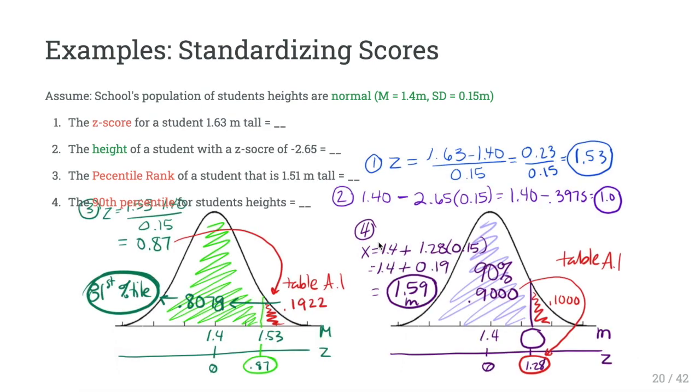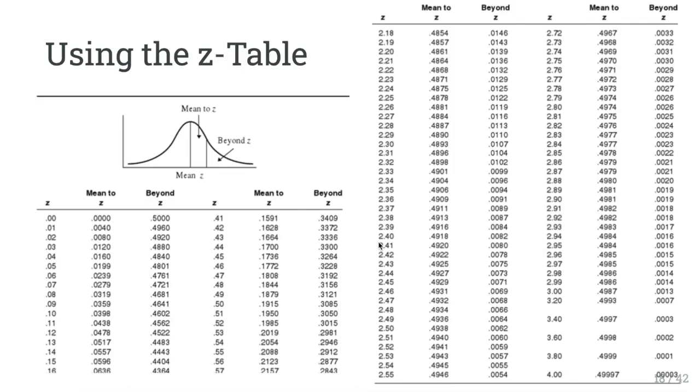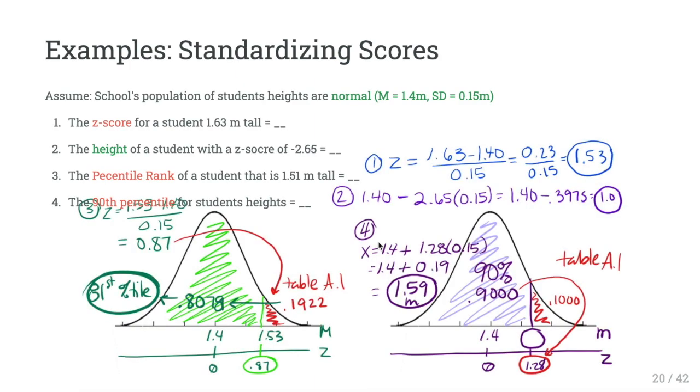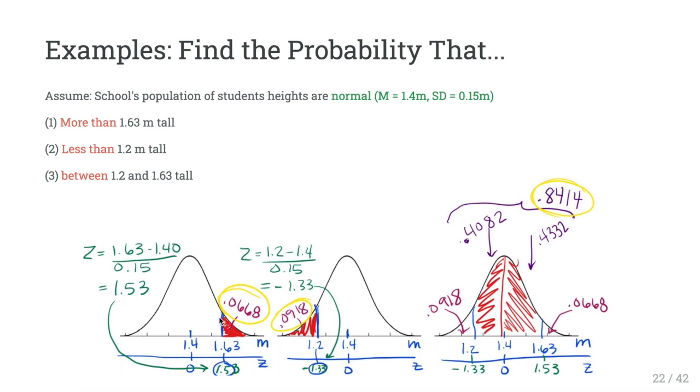If we look back, we can look at the table for the z-score that corresponds to 1.53. It's not shown here, but in the back of the book, in the appendix, you'll be able to find this. And you'll see that the probability of being higher is 0.0668.